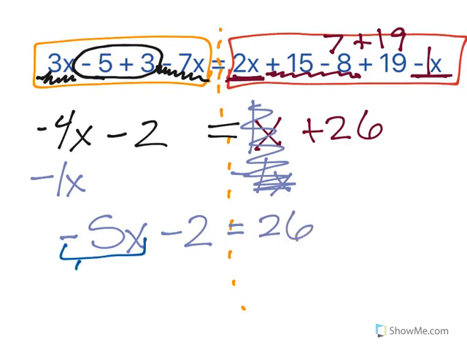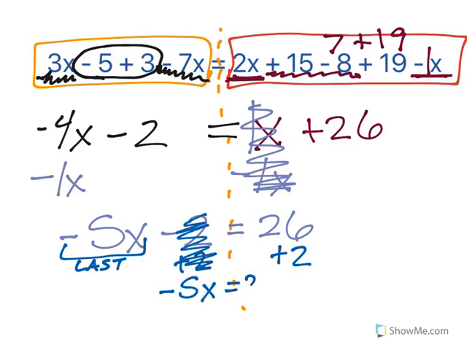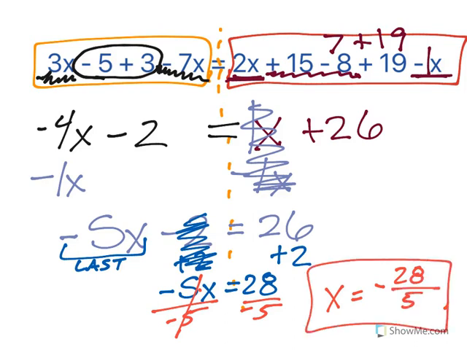Okay, so the variable is the last thing I'm going to play with. So instead of minus 2, I'm going to add 2 to both sides. So these will go away, and I'm left with negative 5x equals 28. Now, when I do the same thing to both sides, I have negative 5 times x. The opposite of multiplication is division. So I end up with x equals negative 28 over 5.